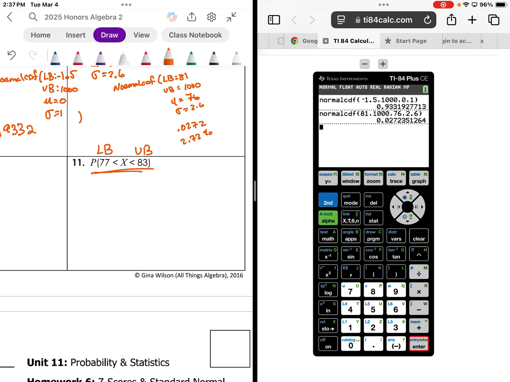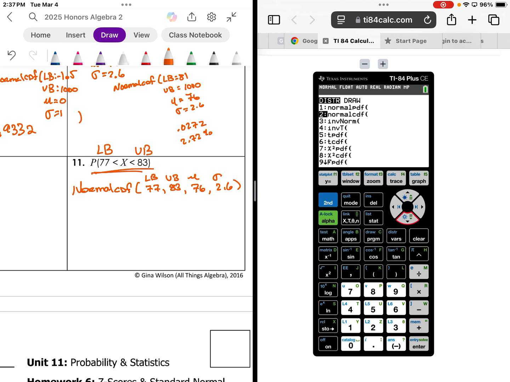Thank you. So as I do this problem, we're going to do a normal CDF. My lower bound is 77. My upper bound is 83. My mean is 76, and my standard deviation is 2.6. I did this one first just because we had those other numbers stored in there. So second vars, normal CDF. All I have to adjust is the lower and the upper bounds.